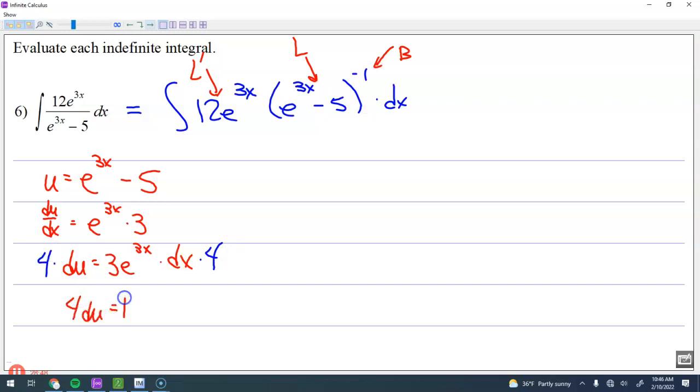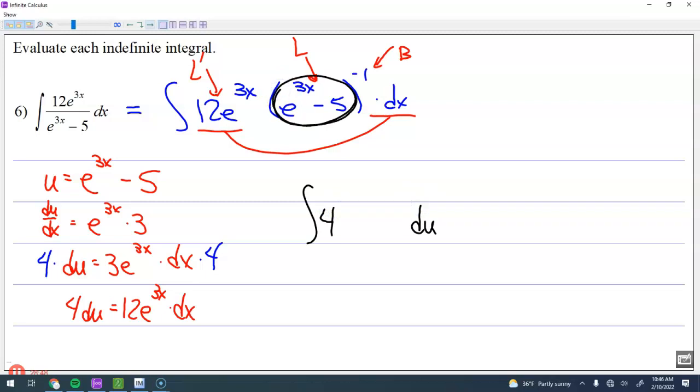So 4 du equals 12e to the 3x times dx. So then these two get replaced with 4 and du. What does this get replaced with? u. And the negative 1 is just still there.